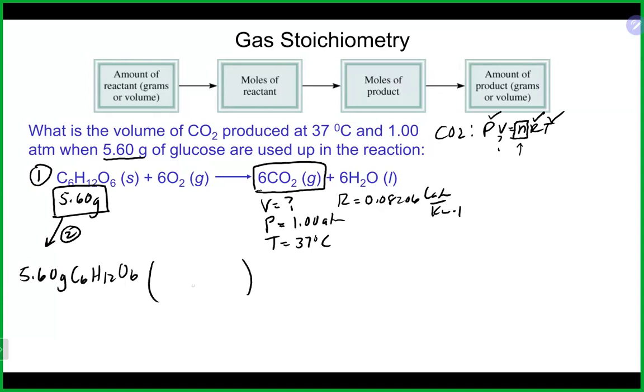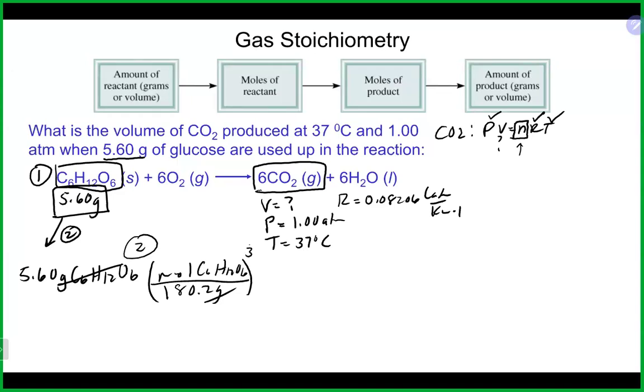C6H12O6. I'll go to the periodic table and calculate the molar mass of this. That is 6 times 12.01 for the carbons, plus 12 times 1.008 for the hydrogens, plus 6 times 16 for our oxygens. That's going to give me 180.2 grams per mole of C6H12O6. The grams would cancel out in this case, and that would give me moles of this. If I stop there, that would not be great because I do need to get over to CO2. So this is basically our second step.